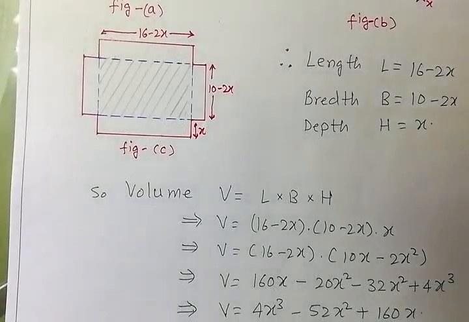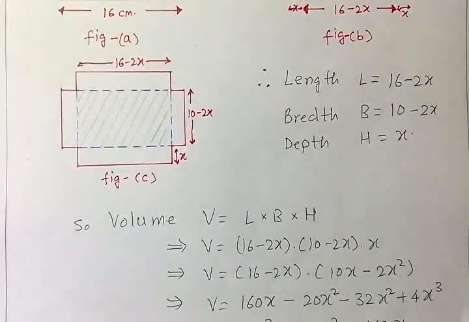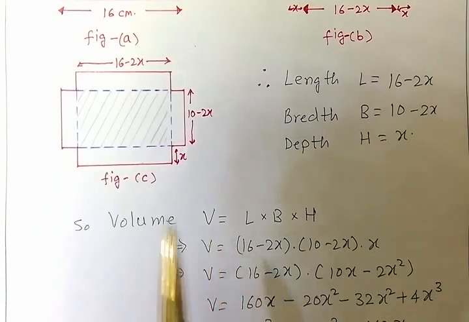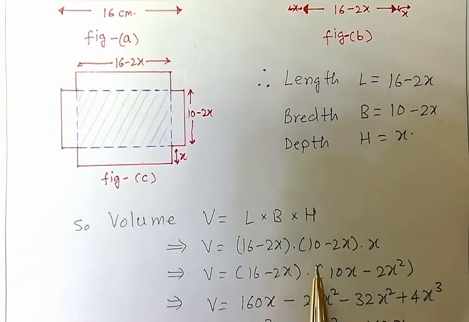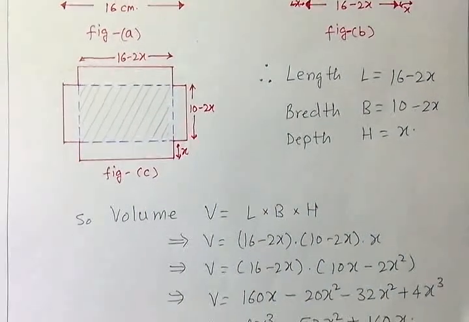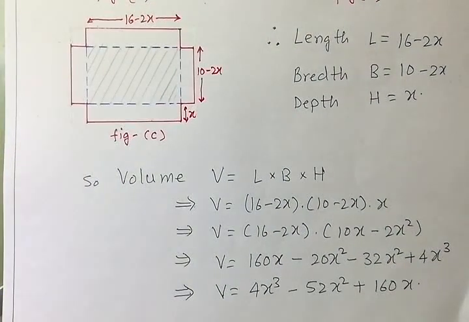Okay, let us come down now. So volume is constructed. What is the volume of a rectangular box? L into B into H. So length is 16 minus 2x, breadth is 10 minus 2x, and height is equal to x. Multiplying all these three, first multiply the two and then multiply the third one. We are getting V is equal to 4x cube minus 52x square plus 160x. This is the function which we have generated.